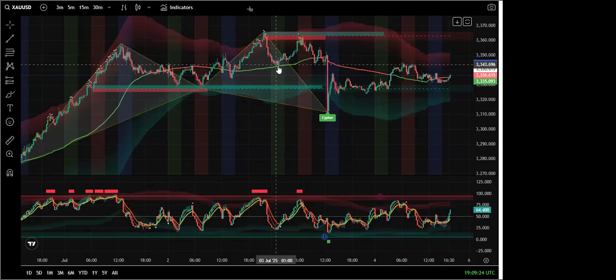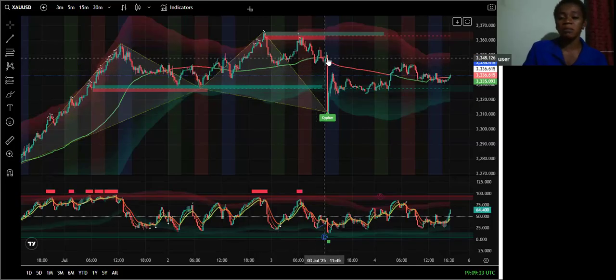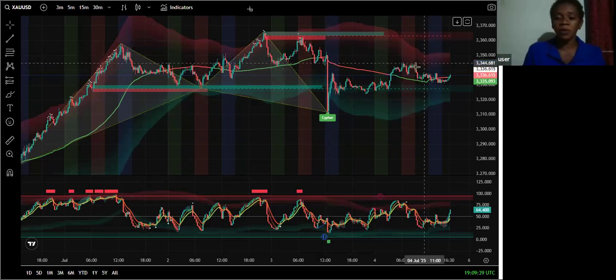So this moving average here identifies or signifies the movement of the market. When the market is below the moving average, it is actually a sell market, and when the market is above the moving average, it is actually buying.